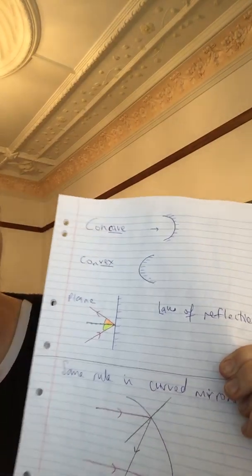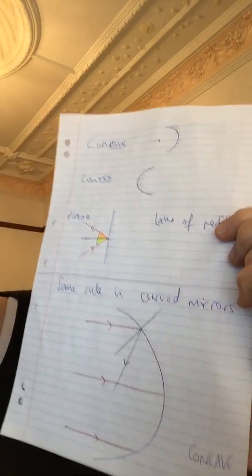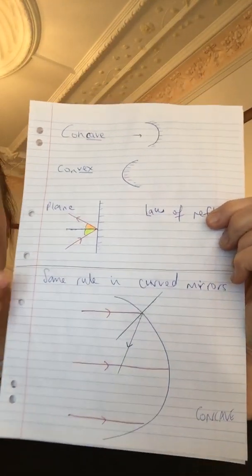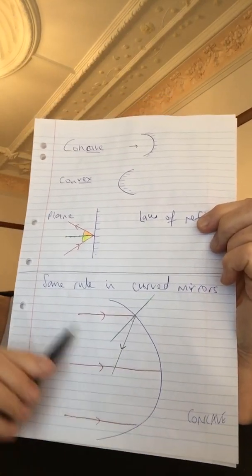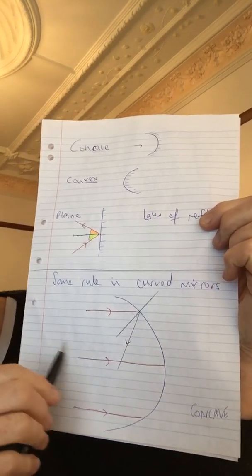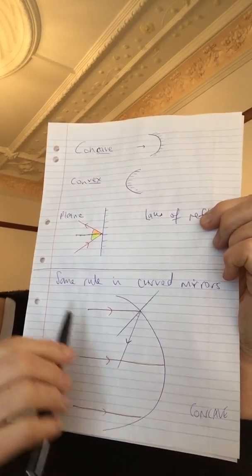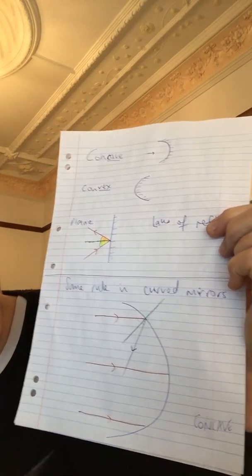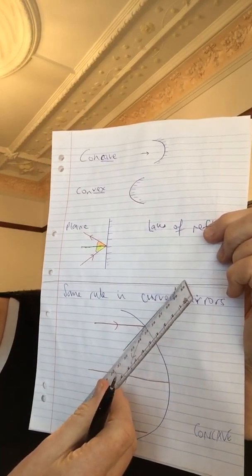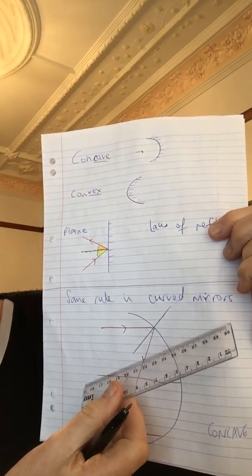Okay, the same thing applies with curved mirrors. So here I've drawn a great big concave mirror, because the light ray is going into the cave-like side. I've just drawn 3 light rays, but light rays could come in anywhere along here. So light rays coming in, you do your imaginary normal line at 90 degrees to the mirror. Depending where the light ray is coming in on the mirror, the normal is going to change.